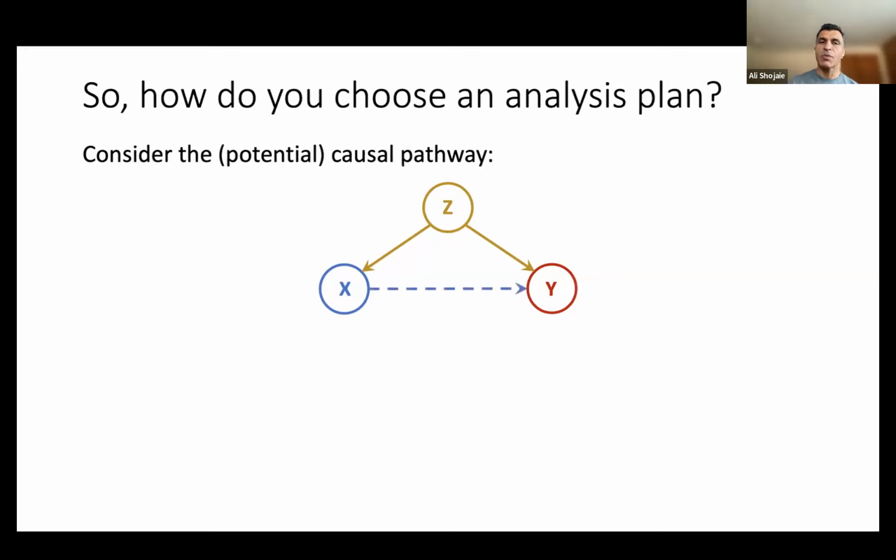On the other hand, there could be other types of variables. There could be variables that are caused by both X and Y, that are downstream of X and Y in terms of the causal pathway. These are called colliders in causal inference language. If you adjust for C, then you incorrectly conclude that X is associated with Y, even though X might not have any association with Y. So it's really complicated. On the one hand, you want to adjust for confounders, Z. On the other hand, you should not adjust for colliders, C.